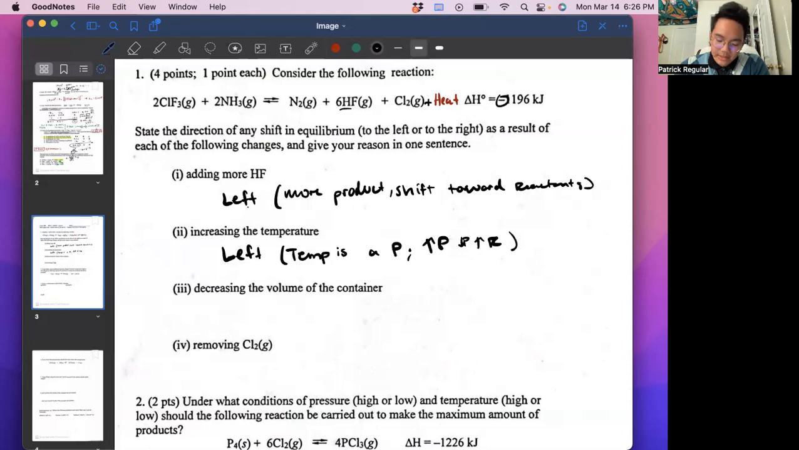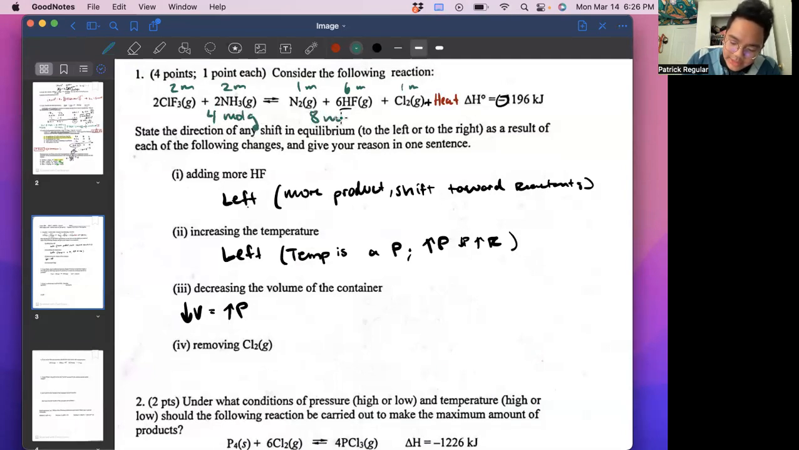Now, if we decrease the volume of the container, this goes back to our gas laws. All right, so if we decrease volume, that means we increase pressure. And let's go ahead and count our gaseous moles here. All right, so this is a gas. We have 2 moles of gas, 2 moles of gas, 1 mole of gas, 6 moles of gas, 1 mole of gas. So we have 4 moles of gas versus 8 moles of gas. Let me double check. Yeah.